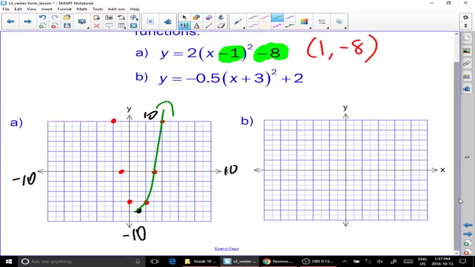and make a parabola. So that right there is 2 times x minus 1 squared minus 8. That's exactly how we graph that. Okay?